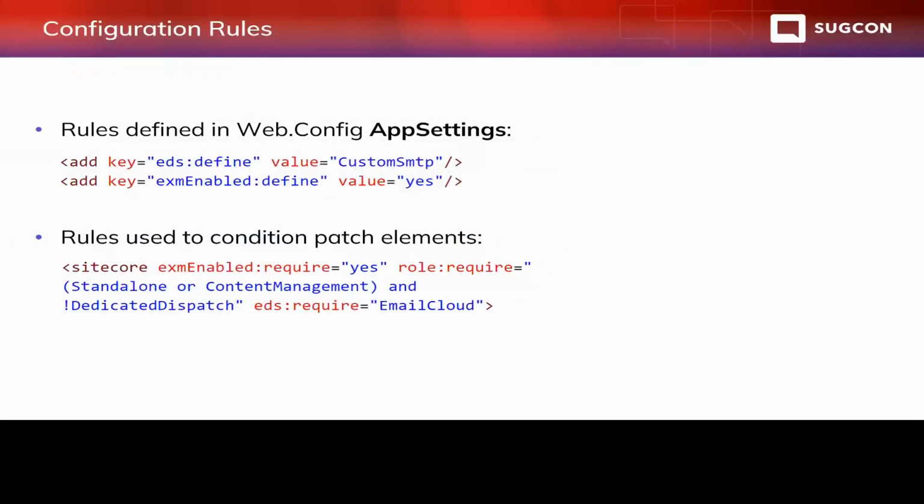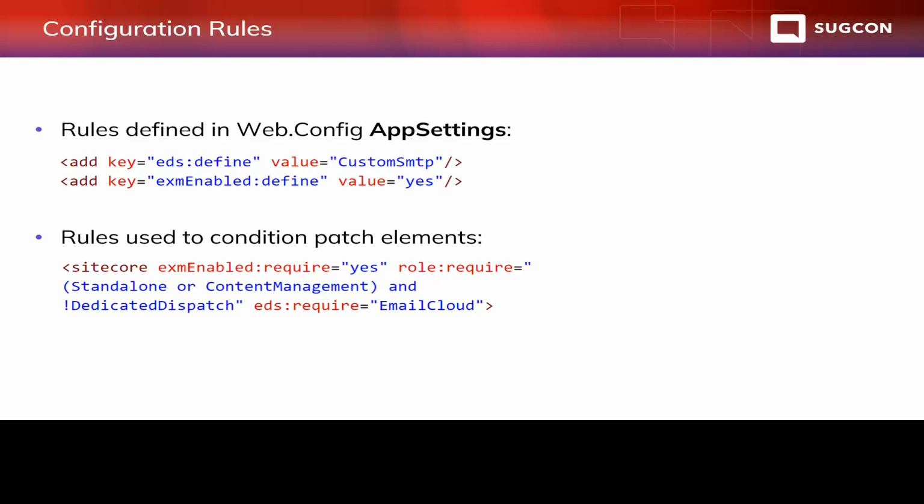Okay, rule-based configuration. We're going to go fast here. I think everyone here, you've come to SUGCON Europe, you probably know rule-based configuration. Basically, this got us out of having to copy out and uncopy. You define stuff in app settings, web config, you define rules, and then you apply rules. Notice the word yes, we're going to come back to that. Notice it can do Boolean substitution: or and not. And this is going to fail because we have custom SMTP on top, but we have email cloud below. So it has to apply all those rules.